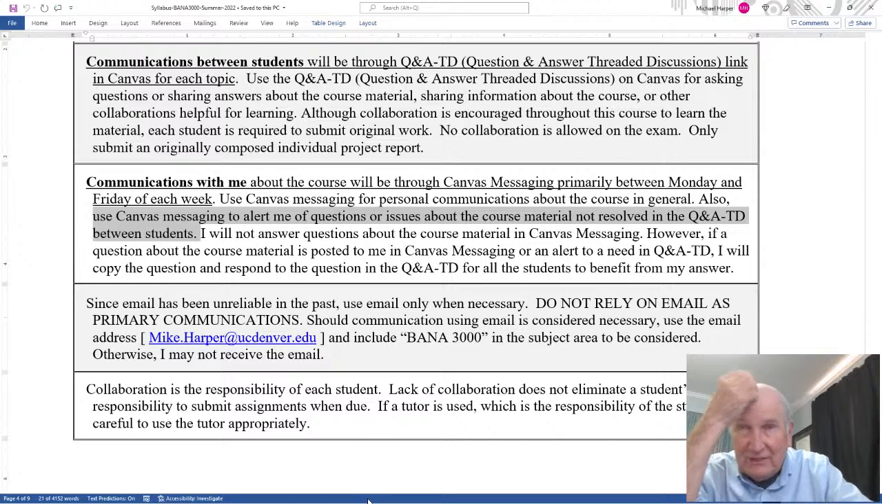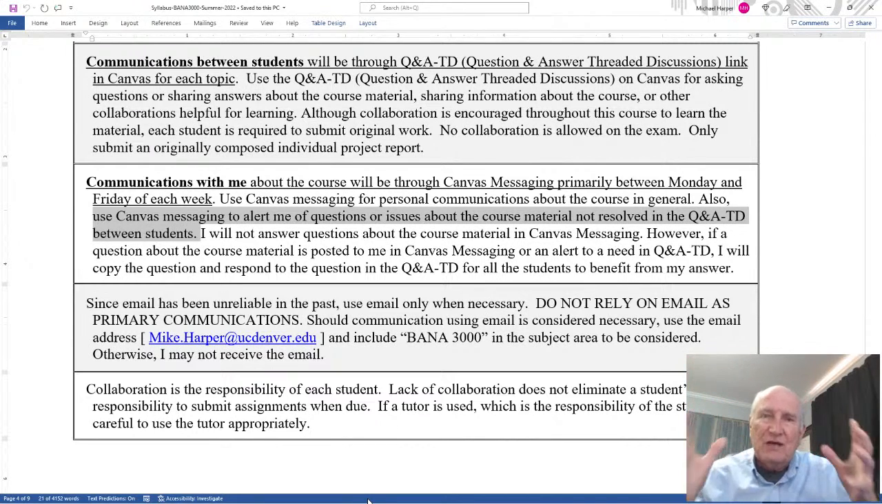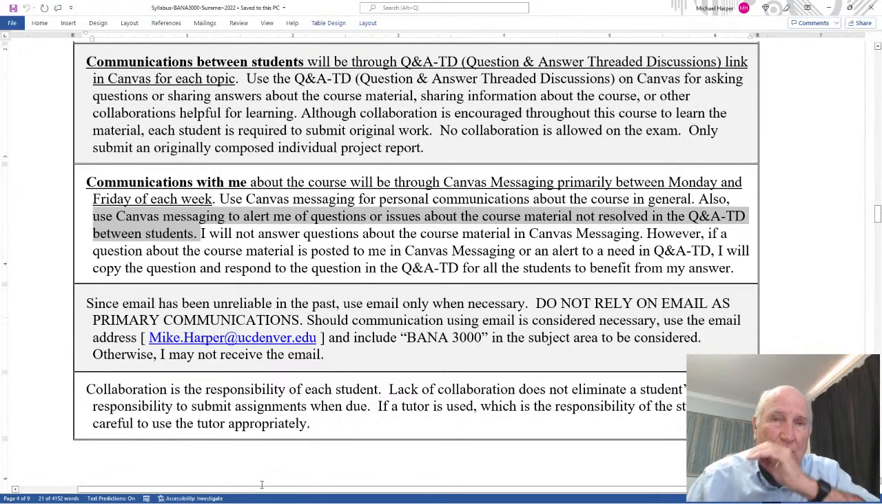The question and answer discussion is for you and your colleagues, to learn how to collaborate. If you need me to join, you have to ask me. I'm not going to be there. But if you alert me to that, then I will come and look at it. Make sure you tell me where and when or what.